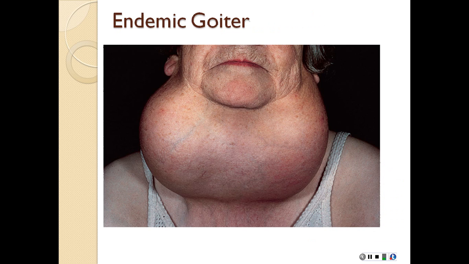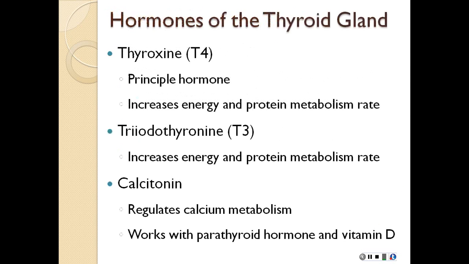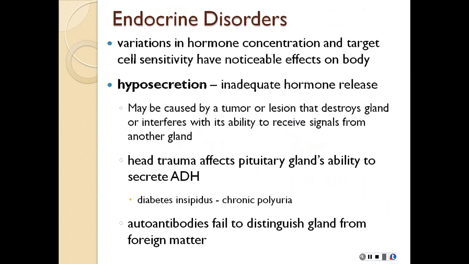All right. So let's go all the way back, and we'll come back to some of these other disorders. Okay, here's where I wanted to start. Endocrine disorders, again, you have hyposecretion, which just means there's inadequate hormone release, and hyposecretion may be due to a tumor or a lesion that destroys the gland or interferes with its ability to receive signals from another gland. Head trauma, for example, will affect the pituitary gland's ability to secrete ADH. So what you have to think about here is, what does ADH do? So the effect of ADH on the body is what?